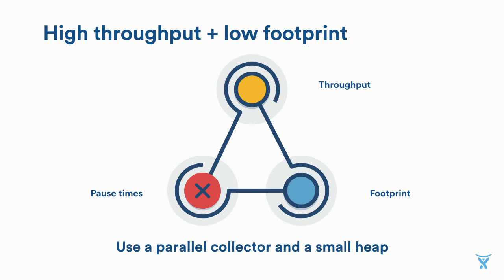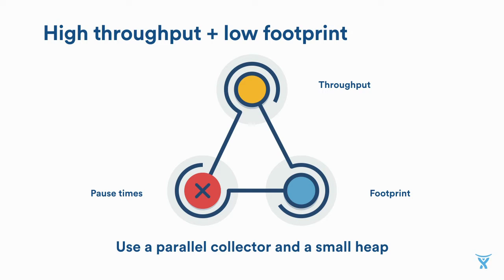Now, if you need to have a small footprint, but you want high throughput, you'll have to sacrifice pause times. And the best way to do that is to use a parallel collector and a small heap. So you'll have full garbage collection pauses that will be longer than if you were using G1, but if your heap is small, they still shouldn't be something your users will feel.